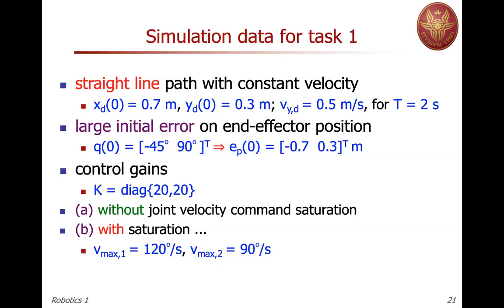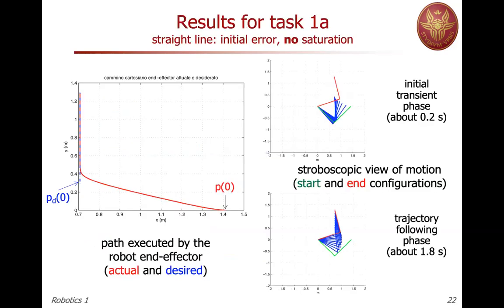I'm using as control gains the diagonal of 20, 20. So these are gains in the Cartesian space, what we have called before KP, but now it's irrelevant since we are only considering the Cartesian situation. So the first simulation will be without any limits for the joint commands, and the second will have some saturation. I'm setting limits to the joint commands at 120 degrees per second and 90 degrees per second for the second. So we'll see what happens then.